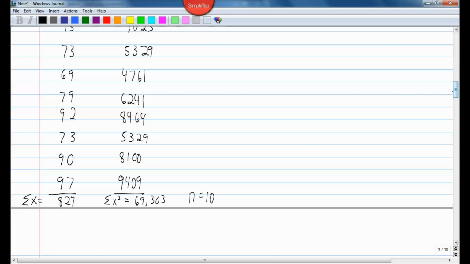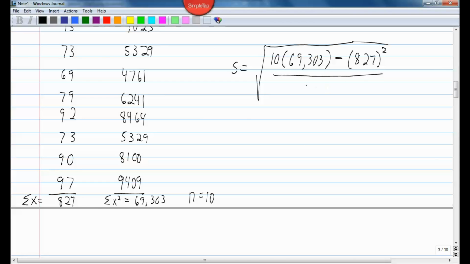Okay? So my sample standard deviation is going to be the square root of 10 times, remember this first value here, that's your sum of x squared. So that's 69303 minus the second number here, which is the sum of x, and we have to square it. That's all over the number of data items times n minus 1. So again, for us, it's 10 times 9.